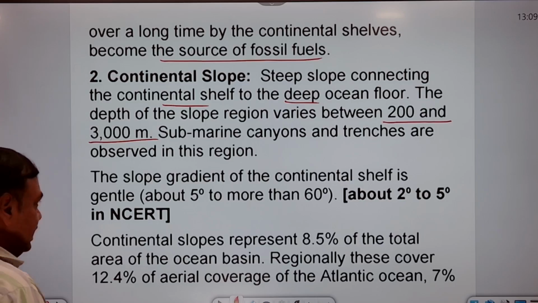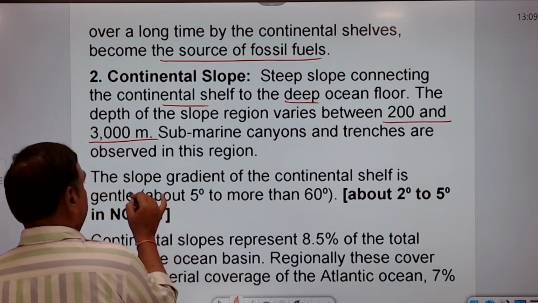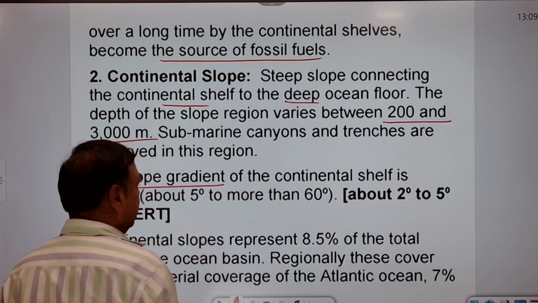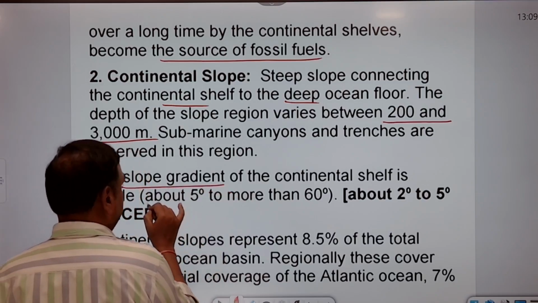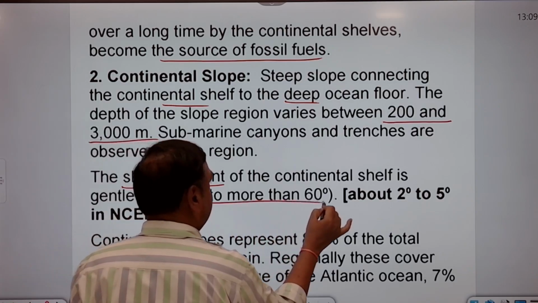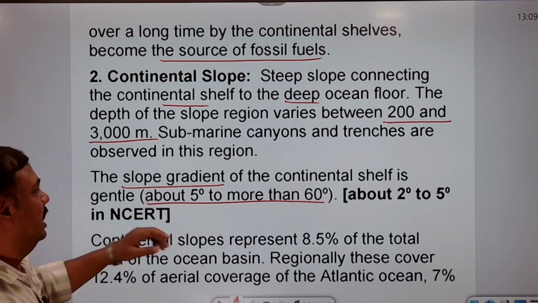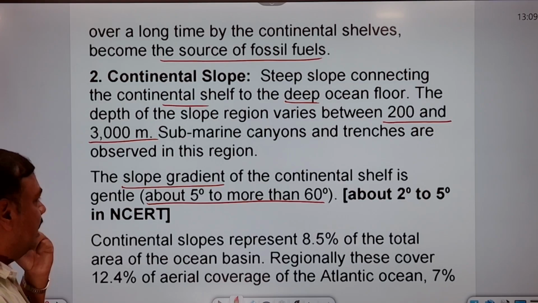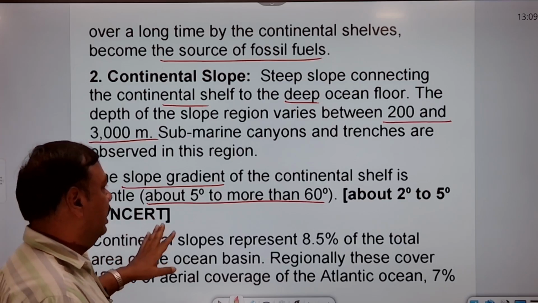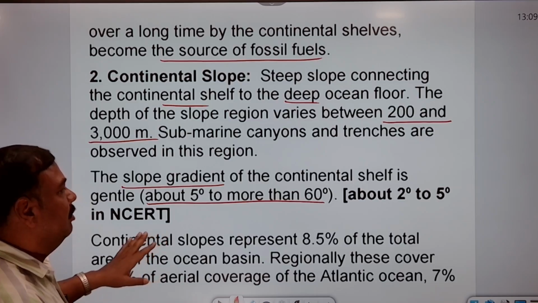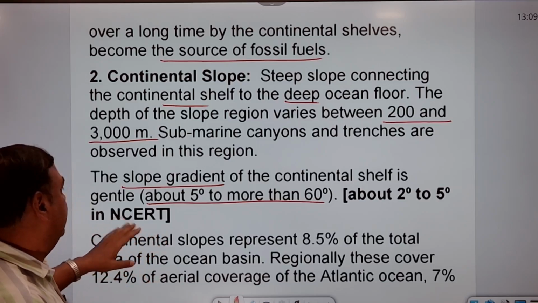One of the basic things related here is the slope gradient. The slope gradient is about 5 degrees to more than 60 degrees, right. It is about 5 degrees to more than 60 degrees, and it is given in your NCERT book as about 2 degrees to 5 degrees.